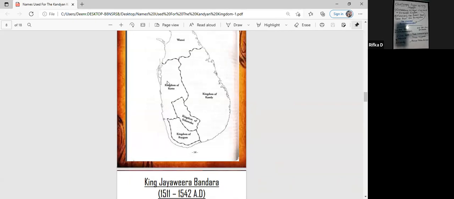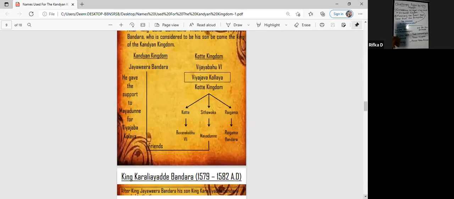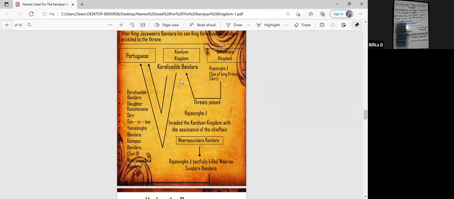This is the kingdom of Kotte, the kingdom of Sitavaka, the kingdom of Raigama, and this is the kingdom of Kandy. After Jayavira Bandara, it was King Karaliyadde Bandara who became the king of the Kandyan kingdom. After he became king, he had to face many challenges.